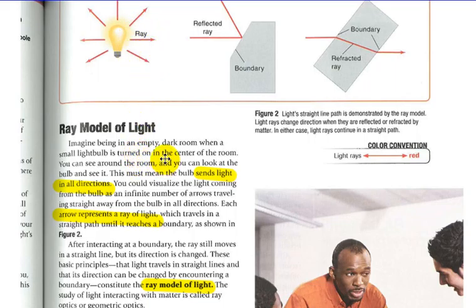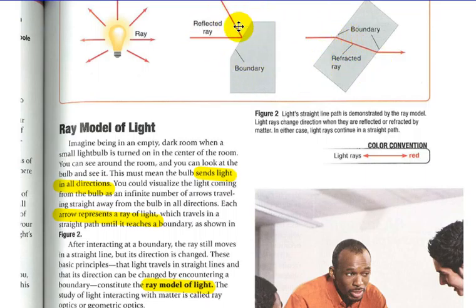Imagine being in an empty, dark room. When a small light bulb is turned on, you can see around the room and you can look at the bulb and see it. This means that the bulb sends light in all directions. You can visualize light coming from the bulb as an infinite number of arrows traveling straight away from the bulb in all directions. Each arrow represents a light ray, which travels in a straight path until it reaches a boundary, such as something that it completely reflects off of, or something that it could pass through but gets bent if it travels in at an angle.